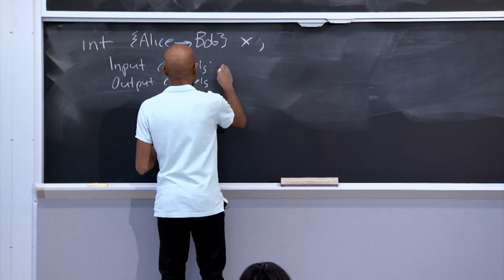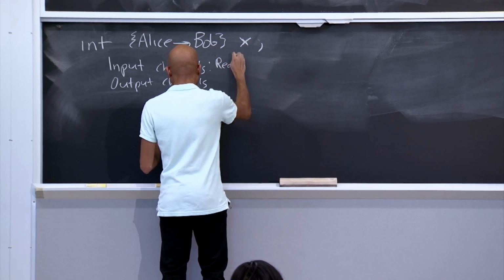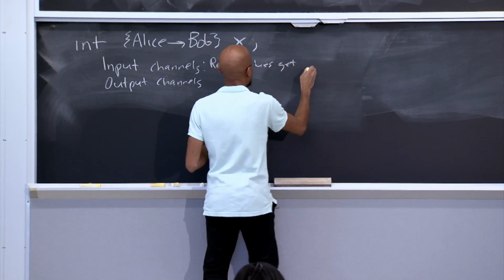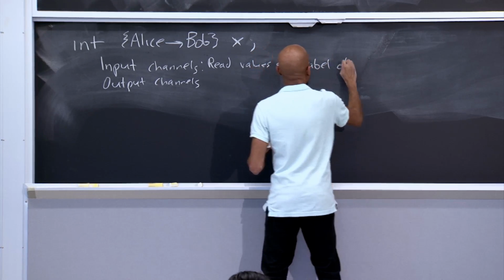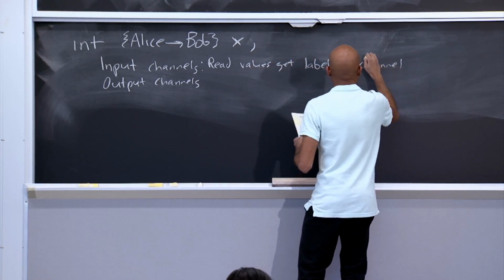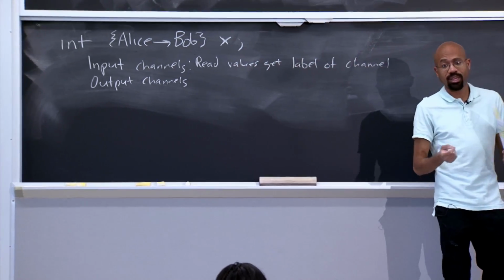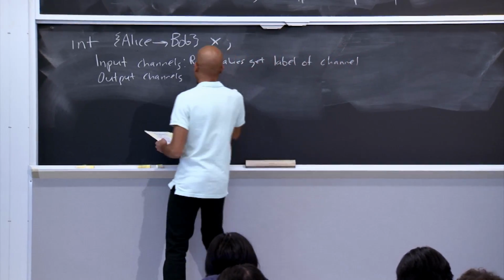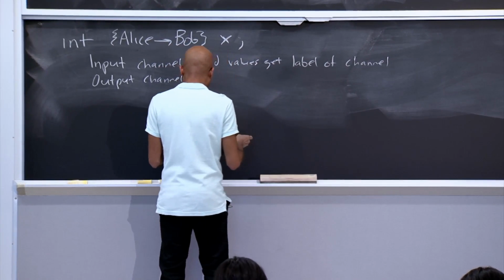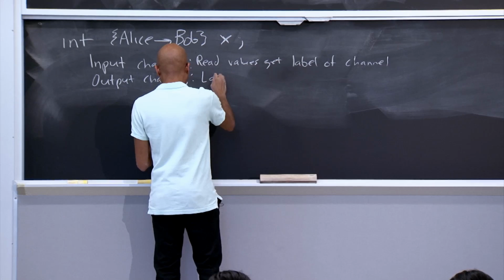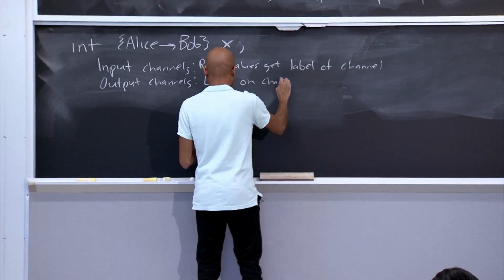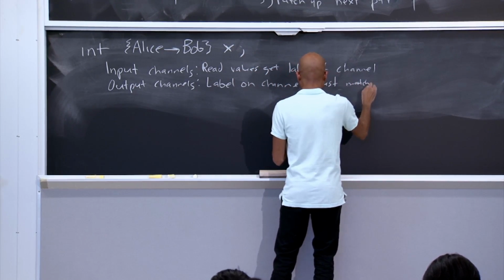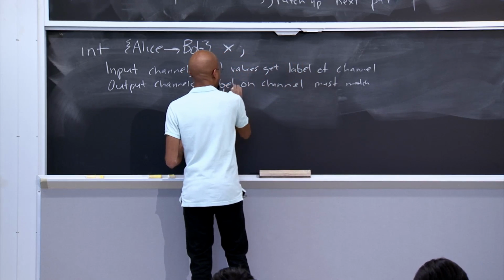So maybe for input channels, the red values get the label of the channel. And that's very similar to how TaintDroid works right now. For example, if you read something from the GPS, that red value is the taint of the GPS channel. But now you as a programmer get to choose what those labels are. And for output channels, the label on the channel has to match some label on the value being written.